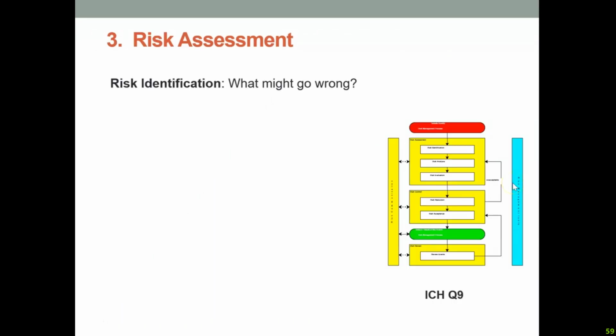So number 3 is our risk assessment, and that comprises our risk identification, what might go wrong.